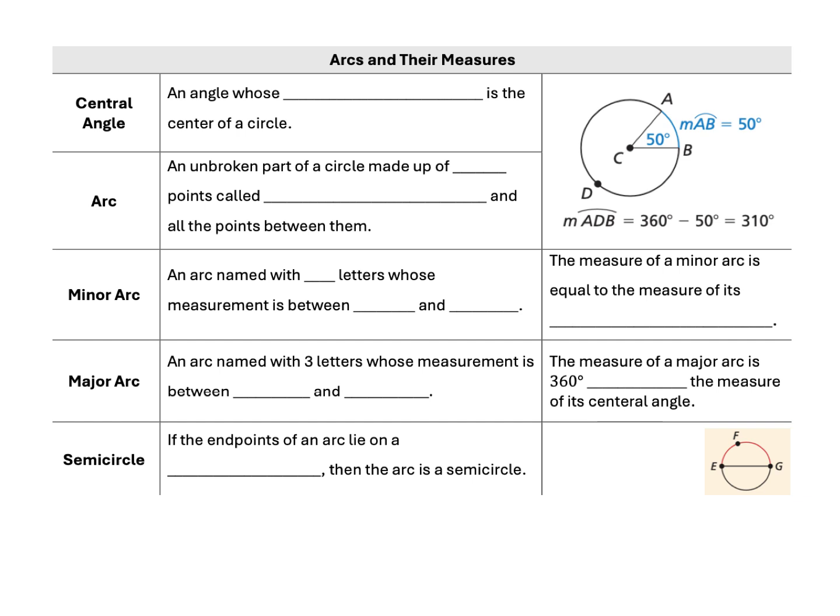Central angles are angles whose vertex is the center of the circle. So in our picture here, the central angle is angle ACB. An arc is the unbroken part of a circle that's made up of 2 points called endpoints and all the points in between them. So in our picture here, arc AB is made up of endpoints A and B and then all the points along the circle in between there.